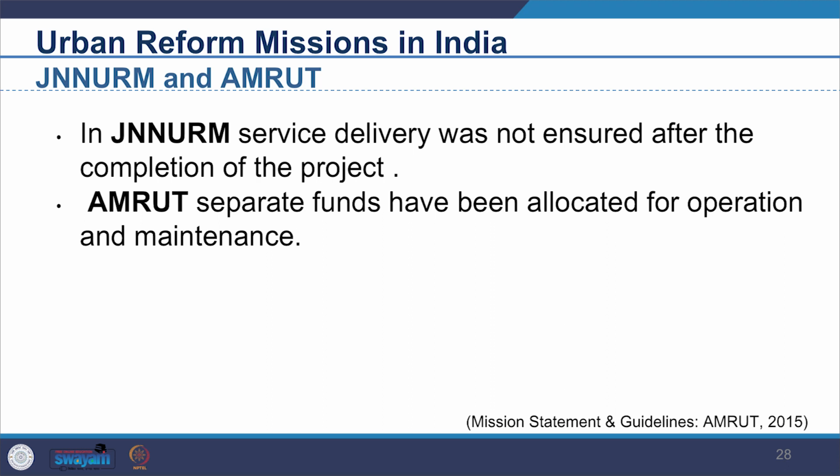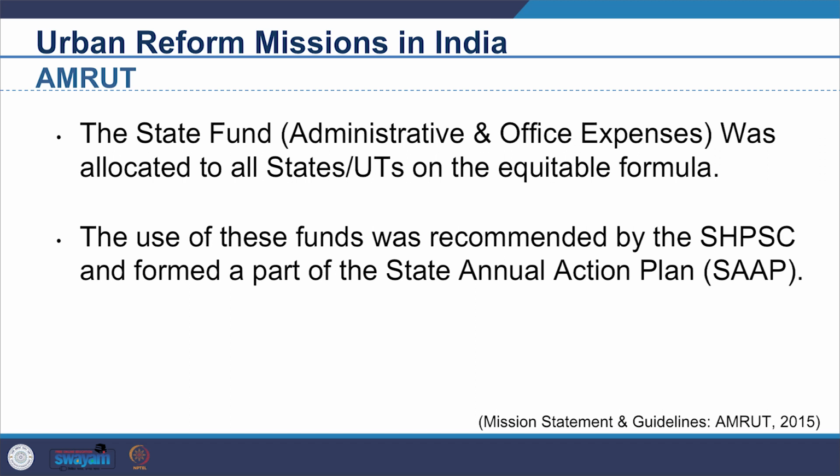The next thing we see is that in JNNURM, service delivery was not ensured after the completion of the project. Whereas in AMRUT, separate funds have been allocated for operation and maintenance. The state fund, administration and office expenses, was allocated to all states and union territories on an equitable formula. The use of these funds was recommended by the SHPSC and formed as part of the State Annual Action Plan, which is also called SAAP.